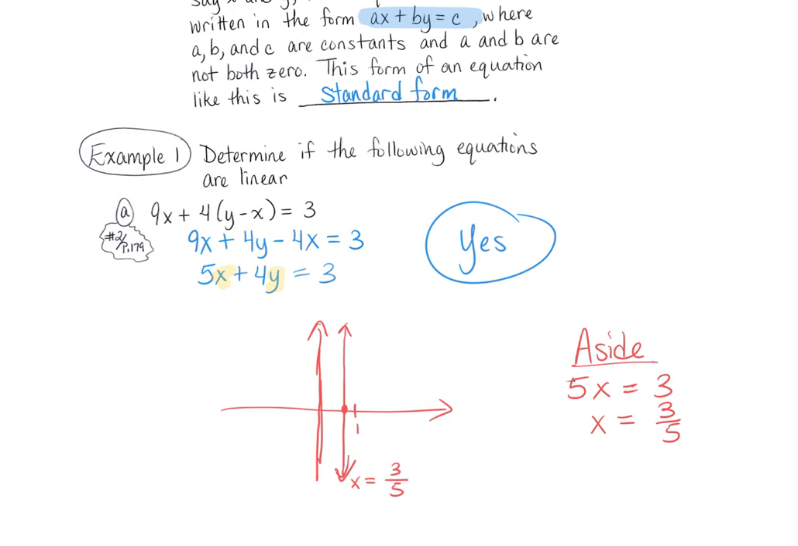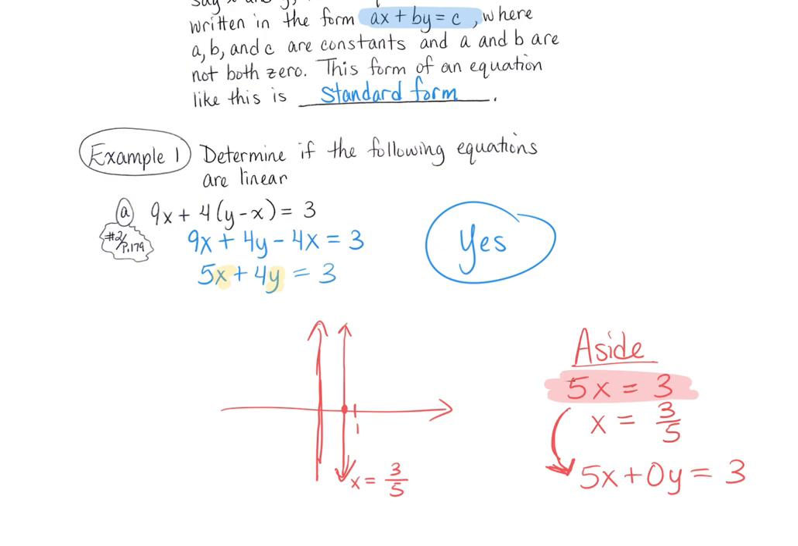And so you can go back to this equation here. You can really think of that as 5x plus 0y equals 3. Because we can think of the y part as having a 0 in front of it, this would still be a line. It's just a vertical line. Does that make sense? What questions do you have? So vertical lines are lines. They're just in the form of x equals a number. Are we okay?